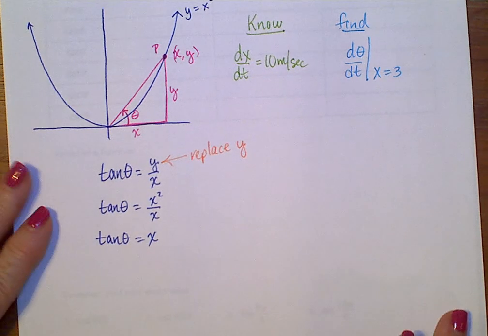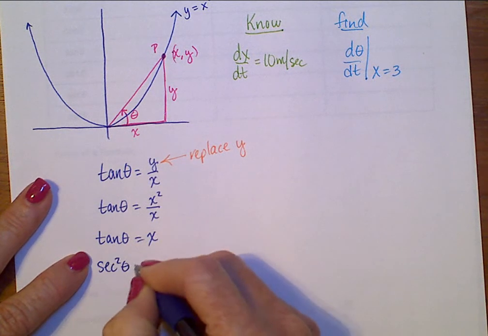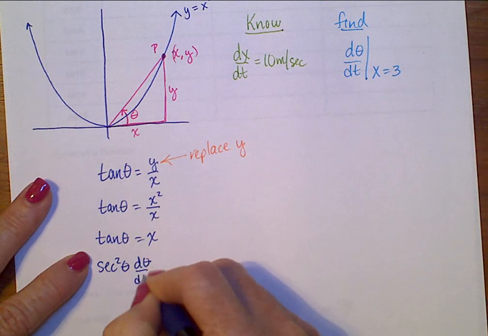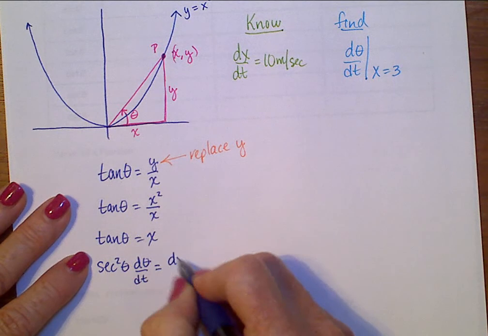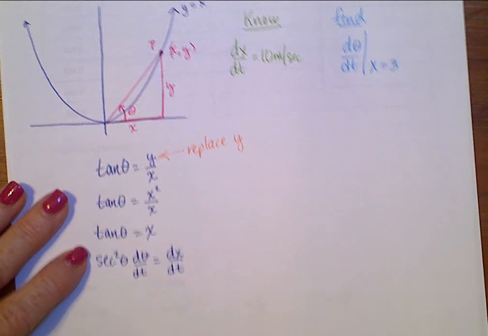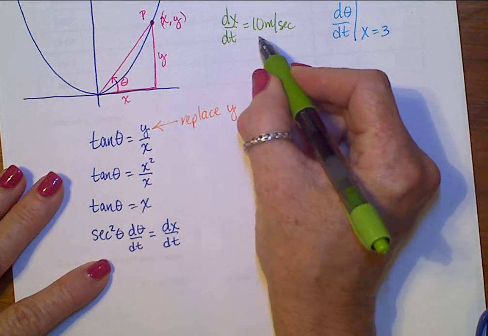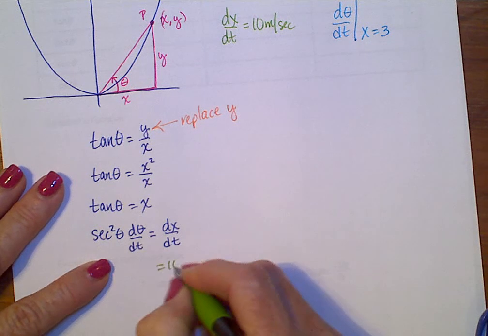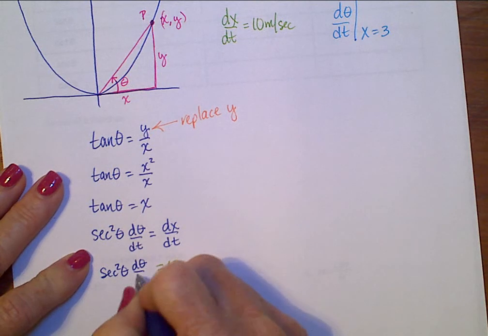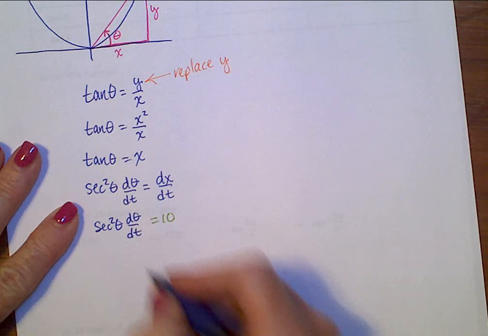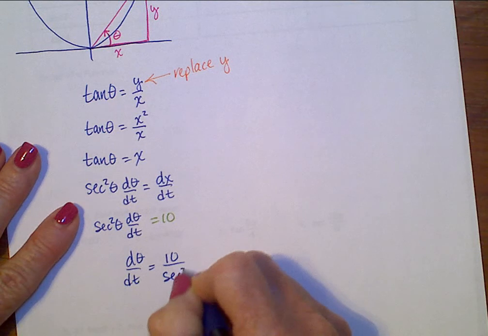Now let's do a derivative. The derivative of tangent, secant squared theta, d theta/dt, equals the derivative of an x is dx/dt. And then let's plug in the information that we know. We know dx/dt is 10, so that 10 is going in here. Secant squared theta d theta/dt. Solve for d theta/dt, and we'll have 10 over secant squared theta.